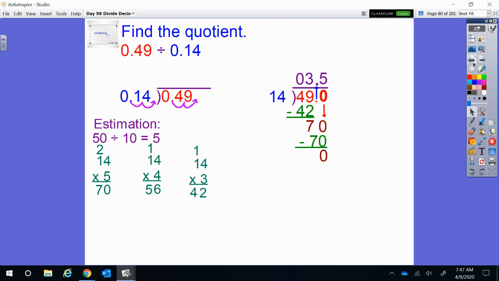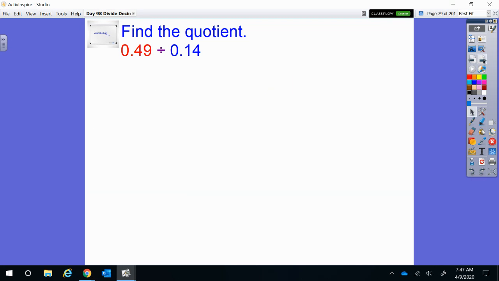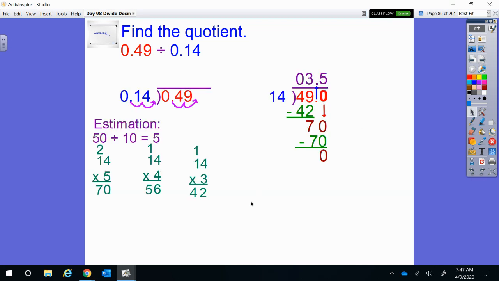Let me back up here just a little. There it is. Okay, here's your estimation. Here's how you do the process. I'll leave that for a moment for you to look at. So think about the process. Think about the estimation here. And the process here, we've zeroed out. That's 3 5/10. The answer would be 3 5/10.